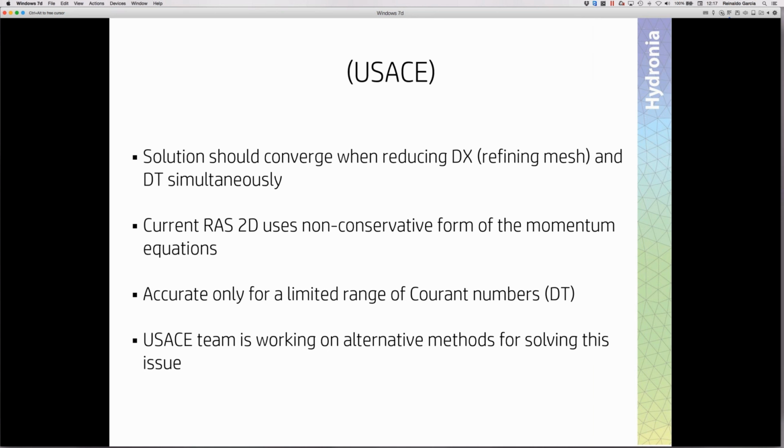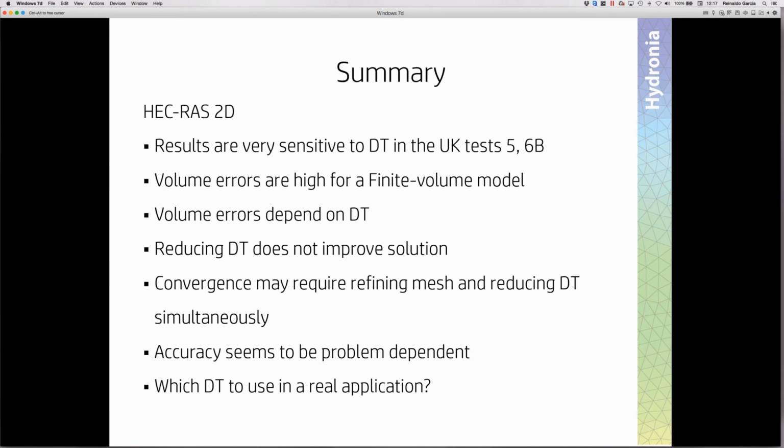So I wanted to express that because the results were really concerning to us, and we wanted to make sure that we got them right. Now, in summary, for each model, first, for HEC-RAS, the results are very sensitive to time step for the tests we did. The volume errors are high, in our opinion, for a finite volume model. The volume errors also depend on time step, which is a little unusual. Reducing time step does not improve the solution.